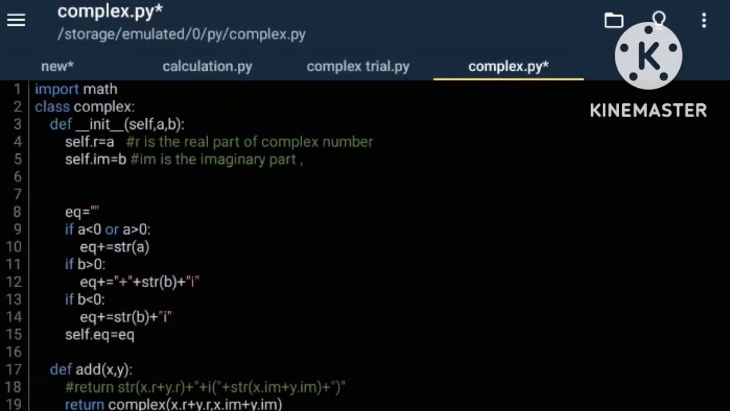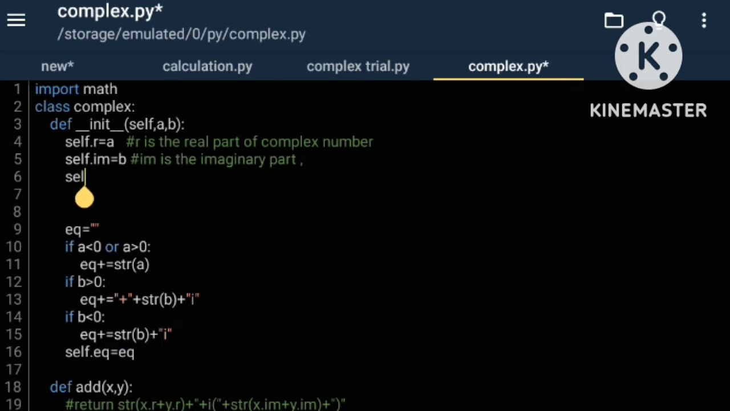Welcome back to the series of complex numbers in Python. From the start we have advanced a lot, and today we have to apply what we learned in the previous video, which is the modulus and argument of a complex number.